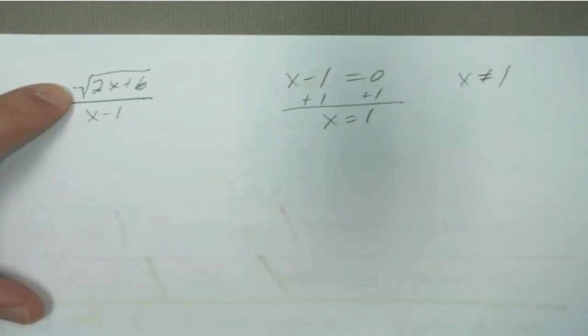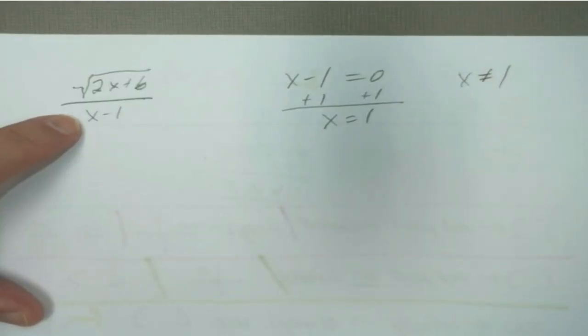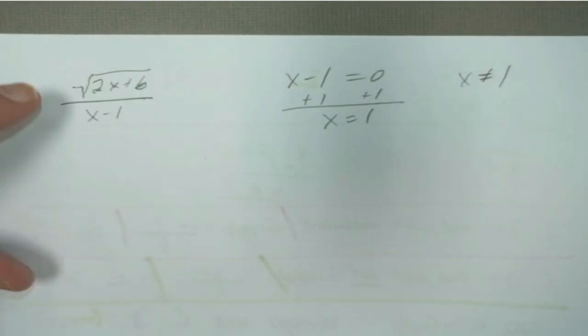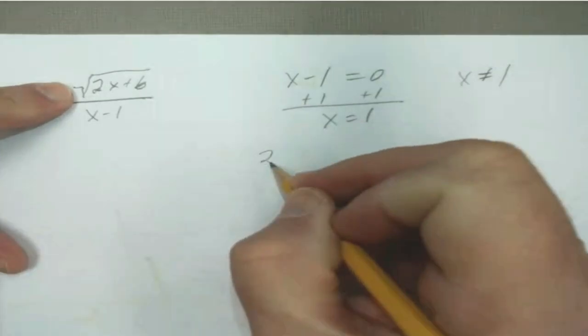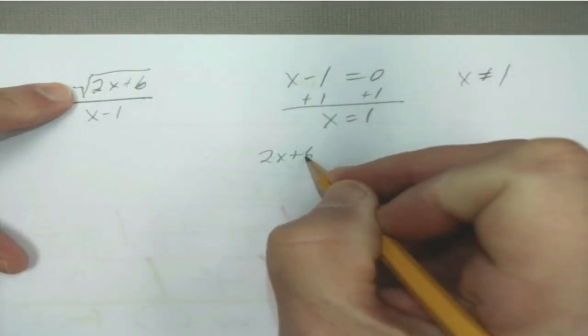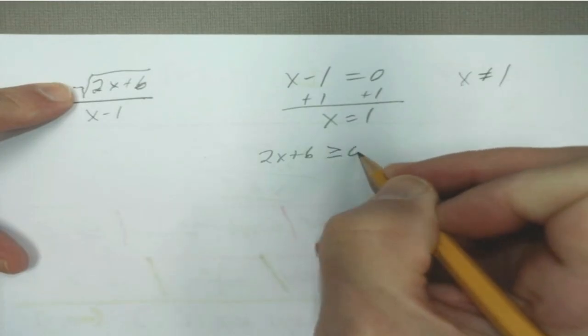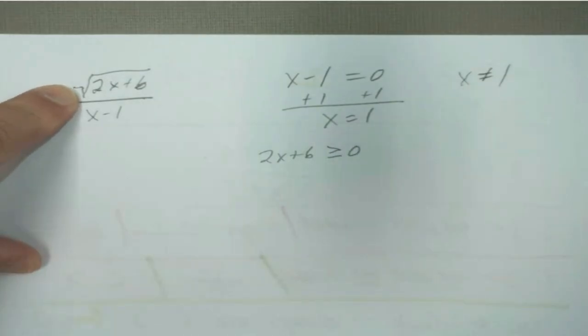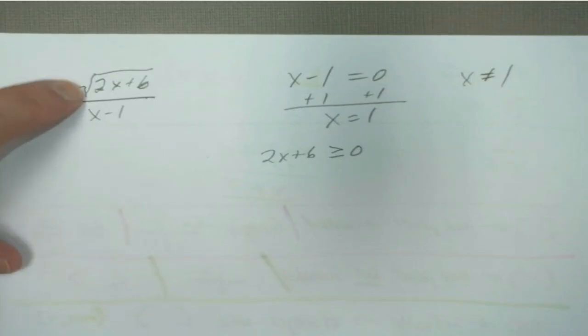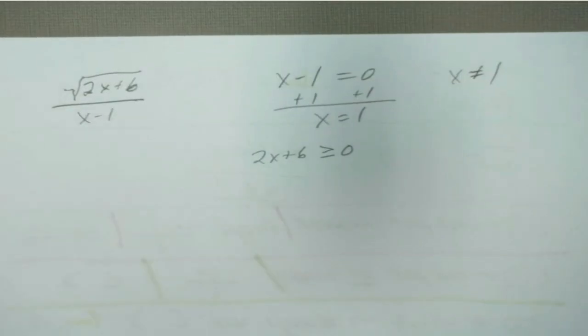Now we also have a square root. The square root is not in the denominator, so we just use the square root rule. The square root rule says that 2x plus 6 must be at least 0. It's got to be 0 or bigger because we can't have the square root of negative 4. There is no square root of negative 4. That's an imaginary number. It's not a real number, and domains are dealing with real numbers.